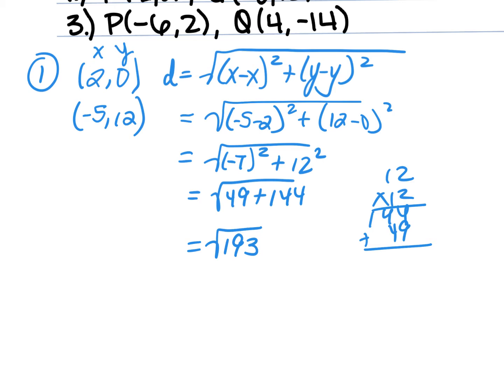Try 3. How do we know if 3 goes into it? Add up the digits. 1 plus 9 is 10, plus 3 is 13. Does 3 go into 13? No. So now we try 5. Well, it doesn't end with a 0 or a 5. The next one you could try is 7. After about that, I'd say, all right, there's no more. We're good to go. So I'm going to say right here that my distance is the square root of 193.